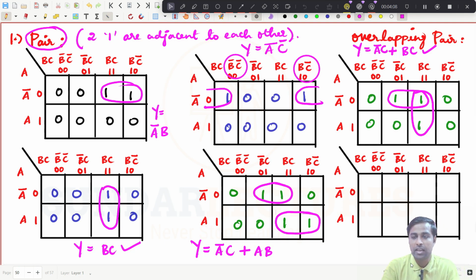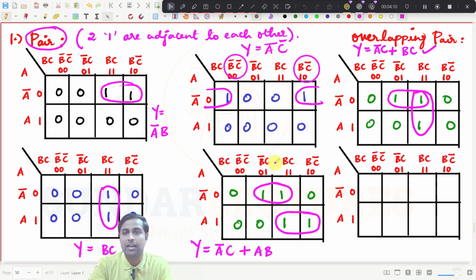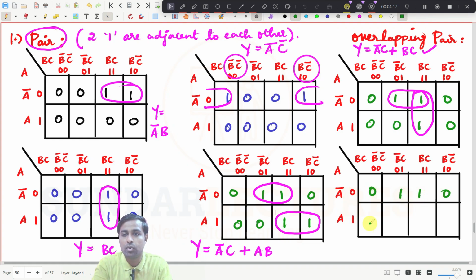For example, if I have the same example, I will write like this now. This is 0 1 1 0. This is 1 now, 0 1 1.